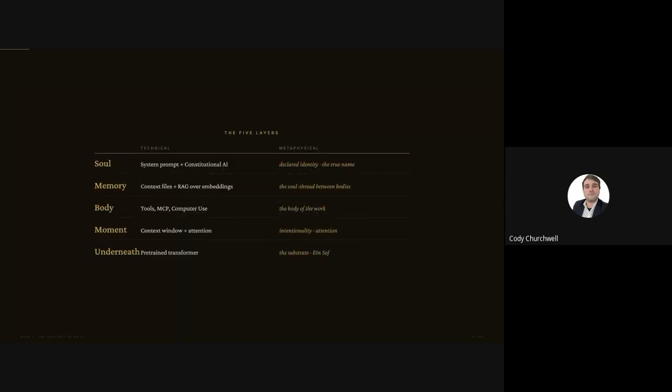5 layers. Try to memorize them tonight. The soul, the memory, the body, the moment, and the underneath. Each one has a precise technical specification. Each one also has a metaphysical resonance. We're going to hold both at the same time, and neither one will collapse the other.